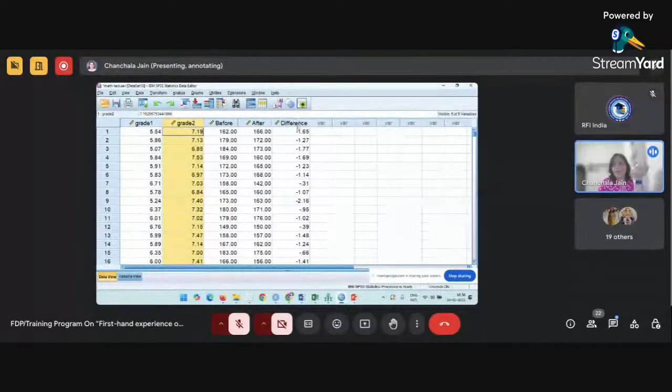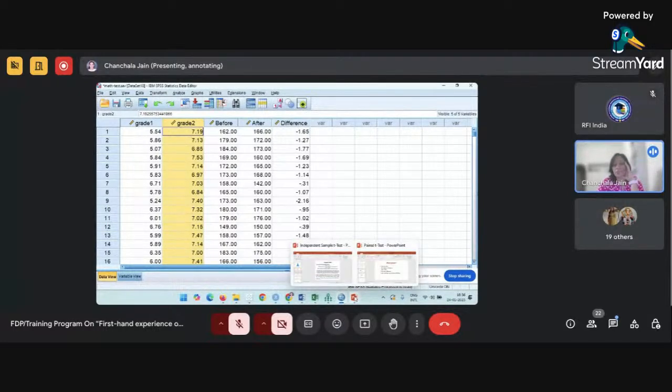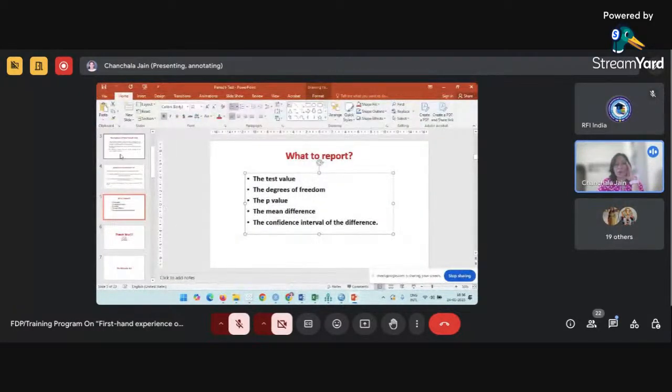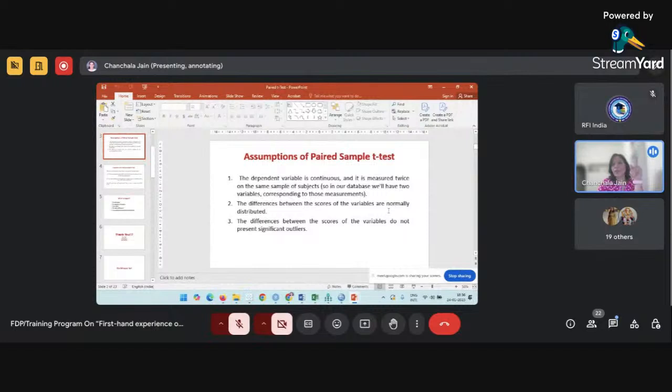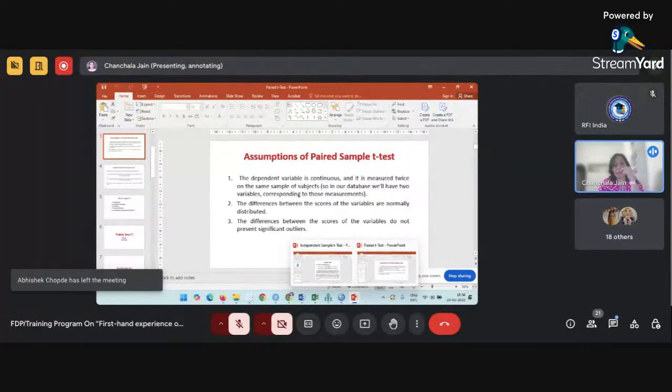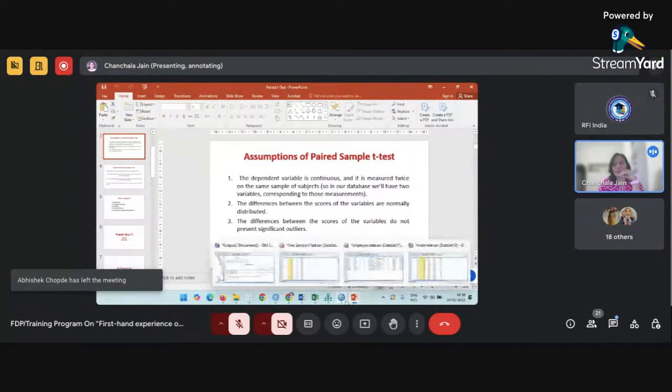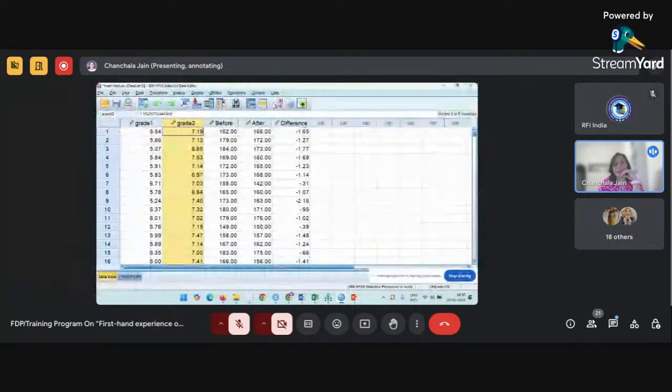Why I did this is because the assumptions talk about checking the normality and the outliers for the difference of these scores. Whatever variable you're measuring twice, for that variable you need to take the difference, right? So I have taken the difference first. Now for this difference, we will check the assumptions, right?